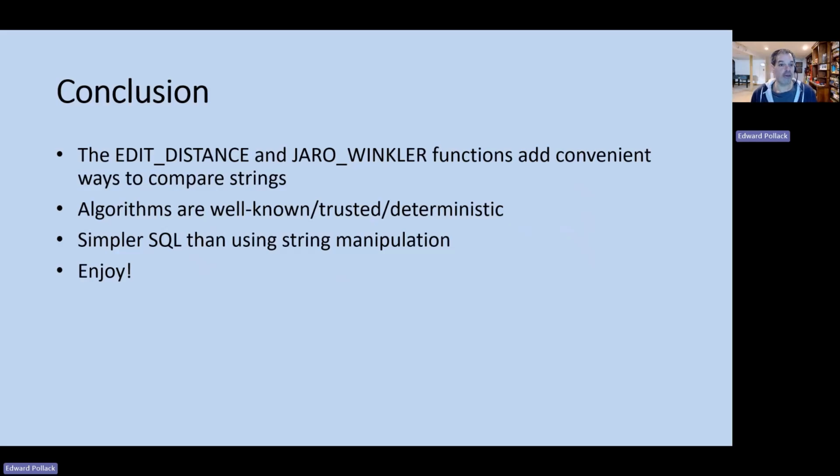All the algorithms are very well known. You can go on the internet, look them up, and learn all about how they work. They're not even that complicated. You don't even need a ton of math to figure it out. And they're really cool to learn about if you're interested. And the string SQL you used to use before was way more complex than this. This is way simpler, way easier to use, faster, and better.